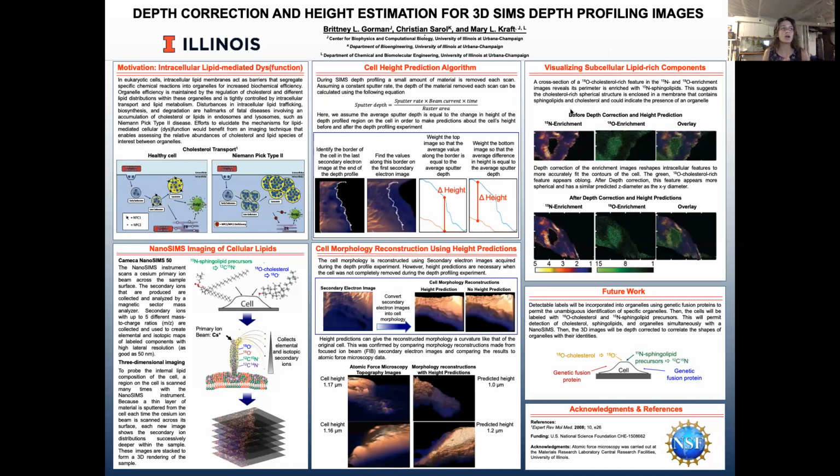When we look at the images before depth correction, we see that we have an oblong shape of green, or cholesterol enrichment, within the cell. However, after depth correction, we see that that oblong shape is more round. And if we were to look at it in a 3D image, it's actually quite spherical, which would indicate that it's pretty close to the expected morphology of these lysosomes or endosomes within secondary electron images that we've seen. So therefore, we may be seeing an organelle in it.